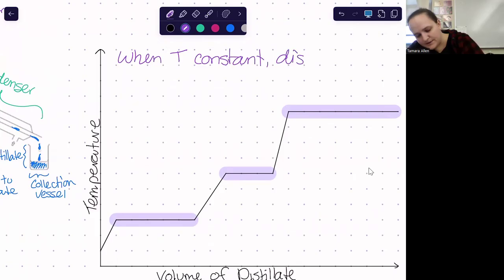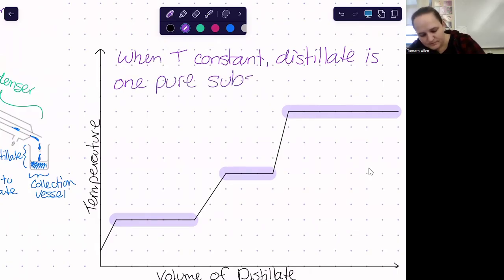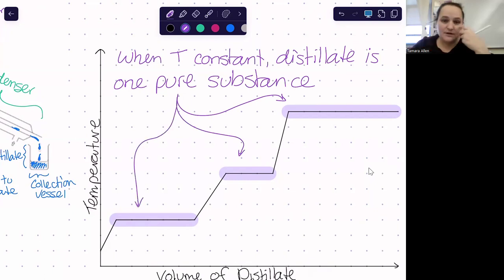So that is when your distillate is just one pure compound. We have that in 3 different places here, which suggests that the mixture that this graph represents contained 3 different components, most likely, or contained at least 3 different components. It could be more if there were multiple that had very similar boiling points, but it definitely can't be less. We have at least 3 different things here.